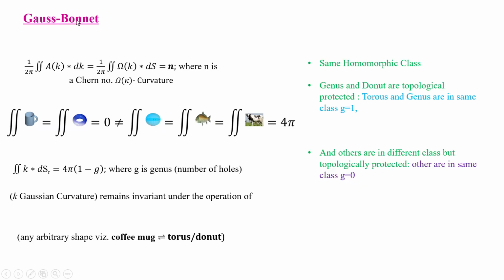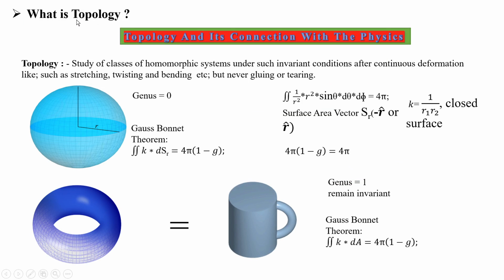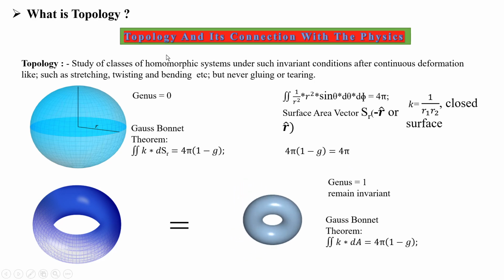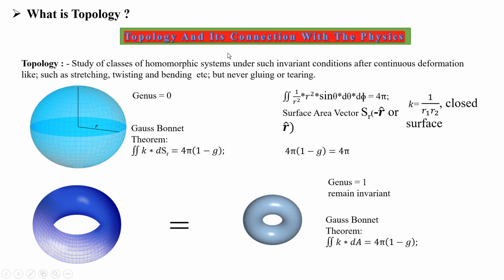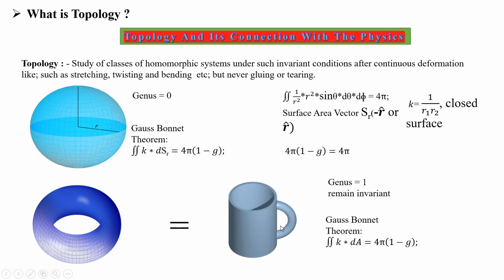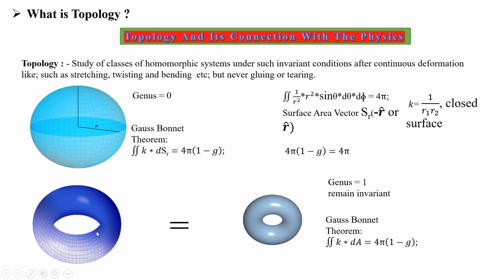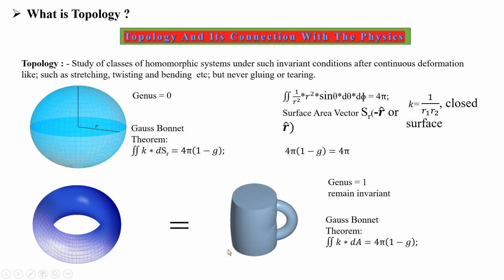First, what is topology? Topology is a mathematical term which deals with systems under continuous deformations, under invariant conditions like stretching, twisting and bending, but never gluing or tearing. There are two examples, a coffee cup and a donut. They are in continuous deformation states, protected by the genus g equal to 1, and the surface integral calculated with the Gauss-Bonnet theorem equals 0.